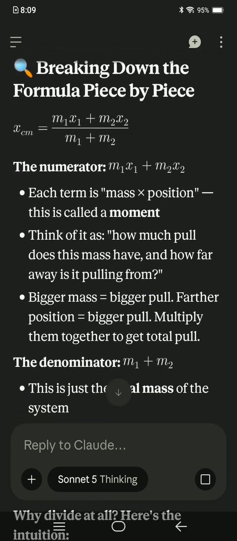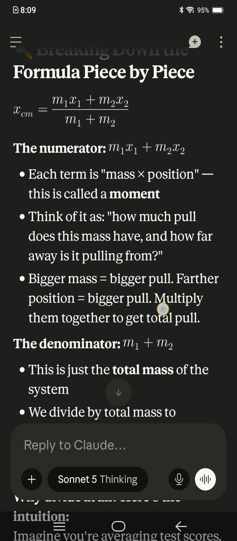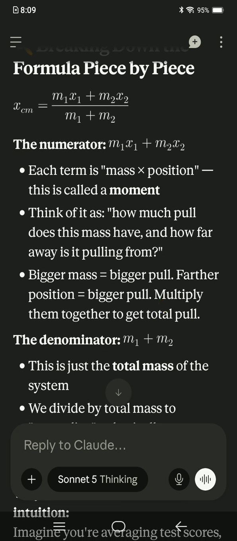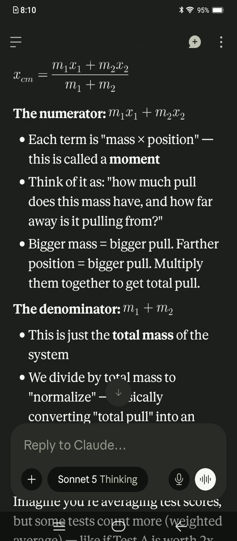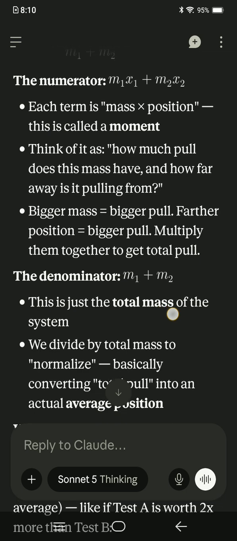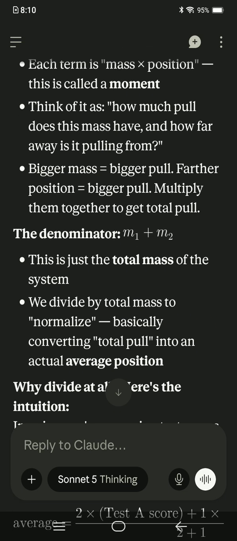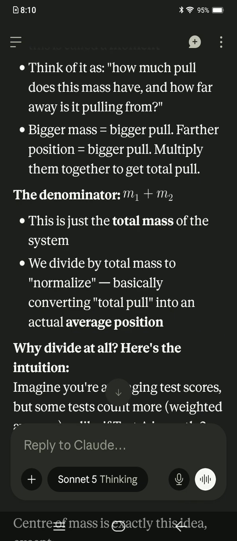Okay, breaking down the formula piece by piece, the numerator m1x1 + m2x2. Each term is mass times position. This is called a moment. Think of it as how much pull this mass has and how far away it is pulling from. Bigger mass, bigger pull. Farther position, bigger pull. Multiply them together to get total pull. The denominator m1 + m2 is just the total mass of the system. We divide by total mass to normalize, basically converting total pull into an actual average position.